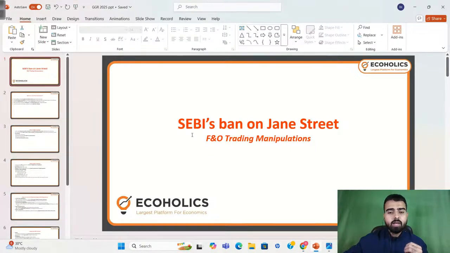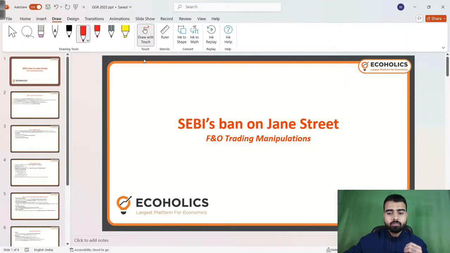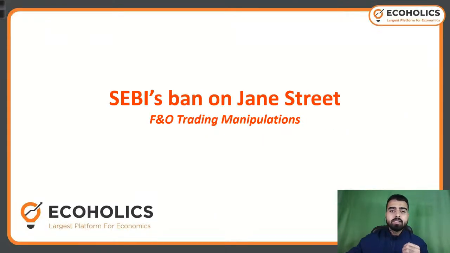Now let's begin with our discussion of the day. SEBI's ban on Jane Street: F&O trading manipulations. Okay. So first of all, this thing has taken place in the F&O segment, futures and options segment. Futures and options are nothing, just a type of derivatives. Derivatives are a kind of financial instrument, financial agreement. We will see what it is.